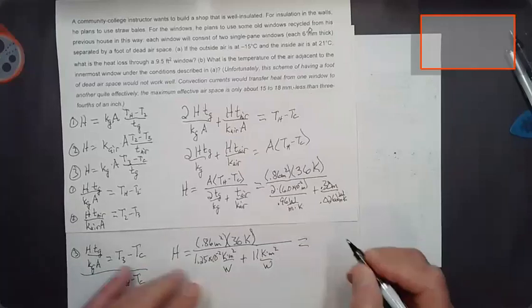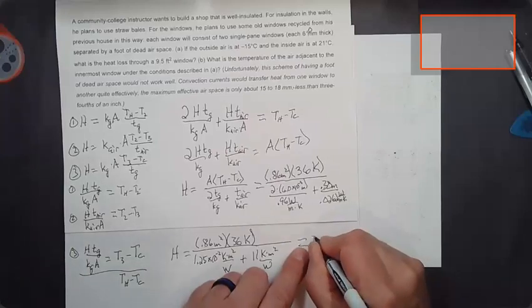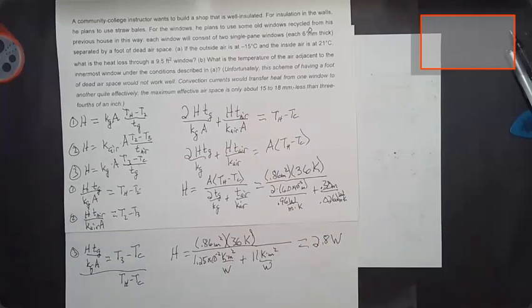But we can figure out what the heat flow is now, finally. So divided by, and it's not much, 2.8 watts. So that's a really small heat flow through a window like that.